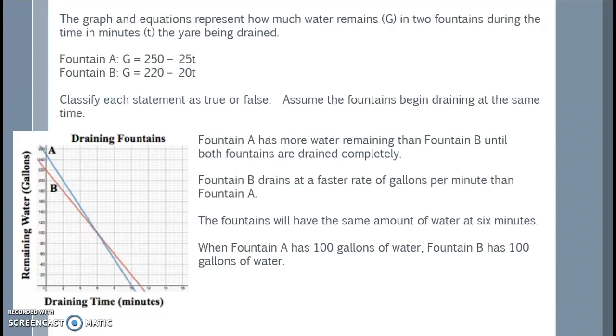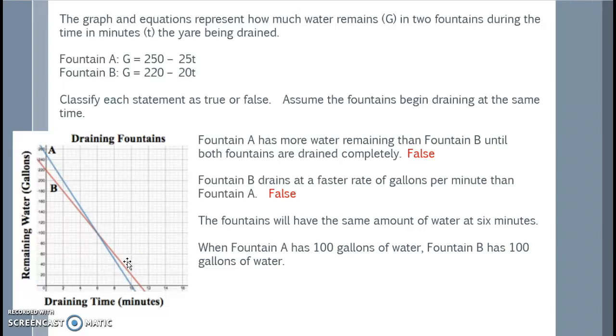Fountain A has more water remaining than fountain B until they are both drained completely. This is false. At one point in time, fountain A will have less water remaining because where they intersect here, then all of a sudden, as we move forward, fountain A starts to have less water than fountain B.